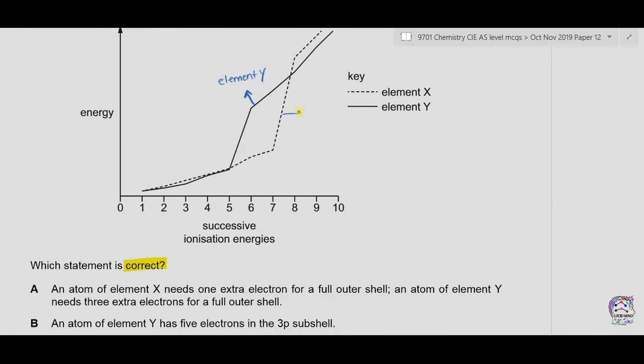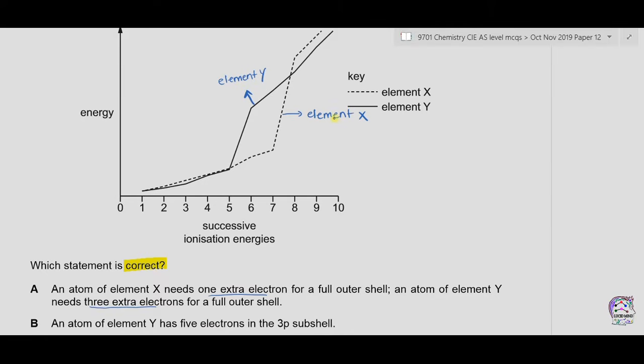And this one is element X. Let's move towards statement A. An atom of element X needs 1 extra electron for full outer shell. An atom of element Y needs 3 extra electrons for full outer shell. Now we can find out whether this statement is true or not by finding out the group number of element Y and element X.